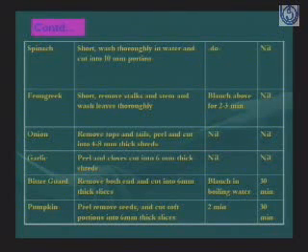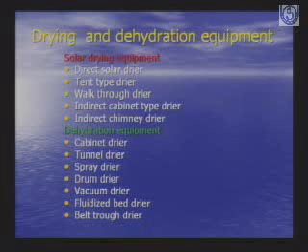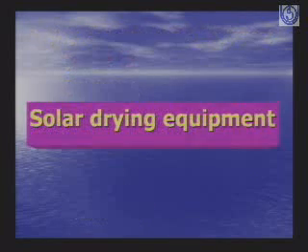This makes your vegetable blanching time. These are some different types of drying and dehydration. There are two types: solar drying equipments and dehydration equipments. Here you can see them one by one. First one is solar drying equipments.